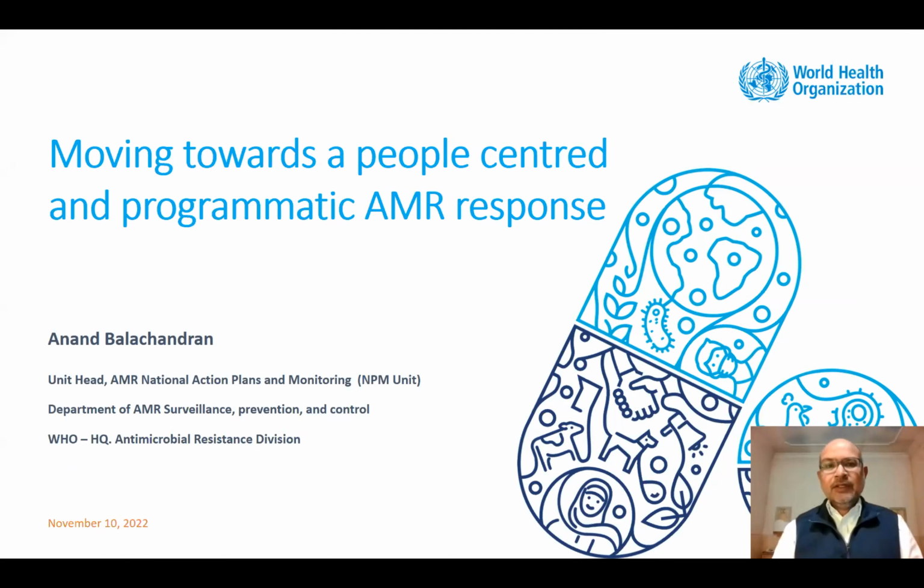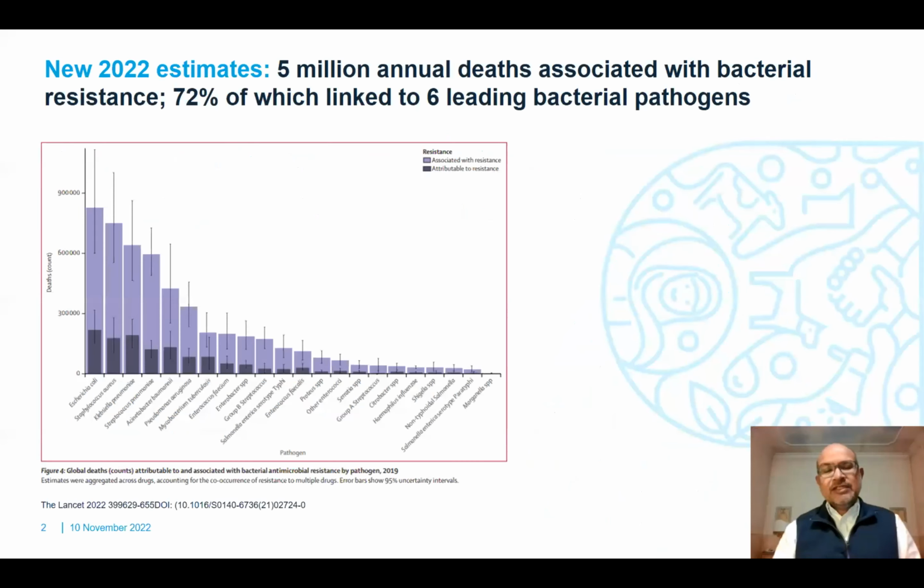As we know, based on recent studies, we can estimate that close to 5 million annual deaths are now associated with bacterial resistant pathogens. And 72% of them are linked to just 6 leading bacterial pathogens. So the problem of antimicrobial resistance is even bigger than we had originally estimated just a few years ago. So what are we doing to address this?